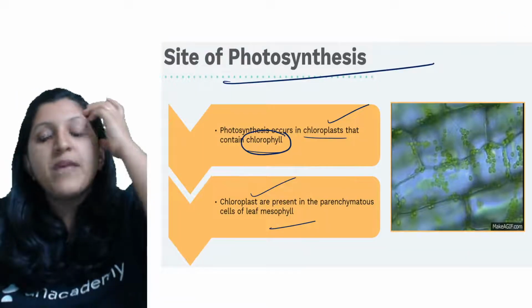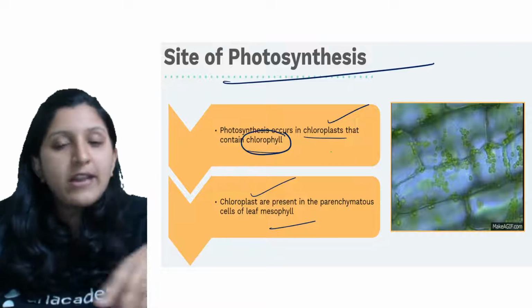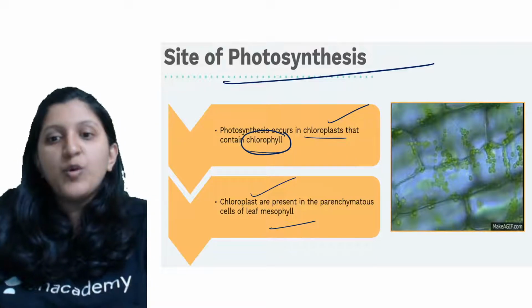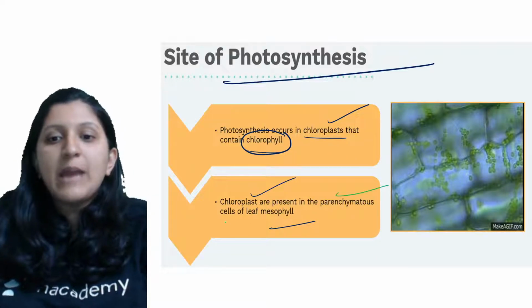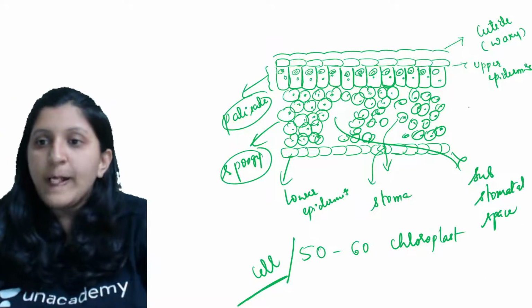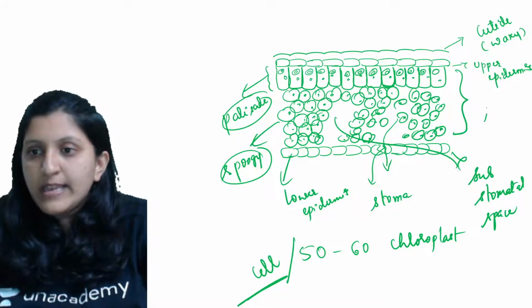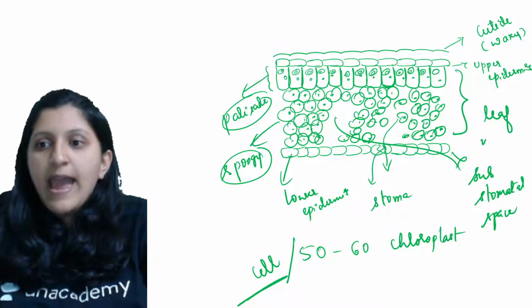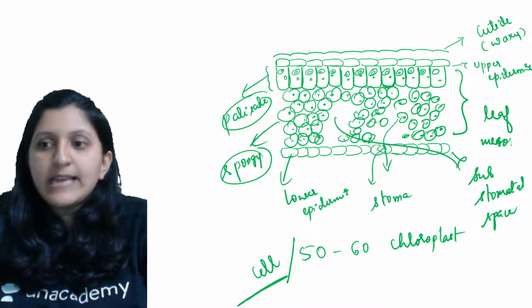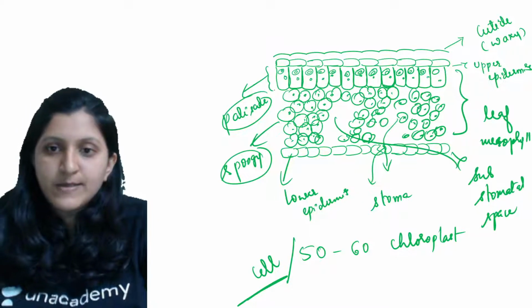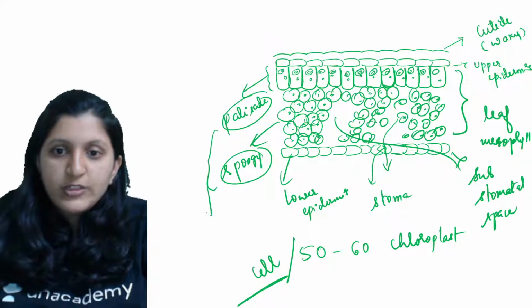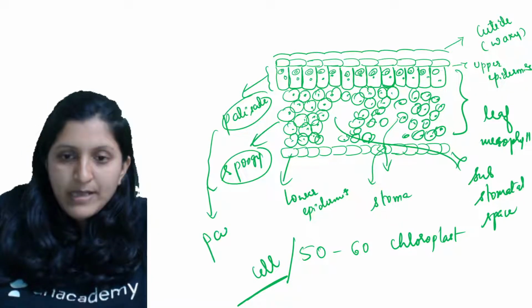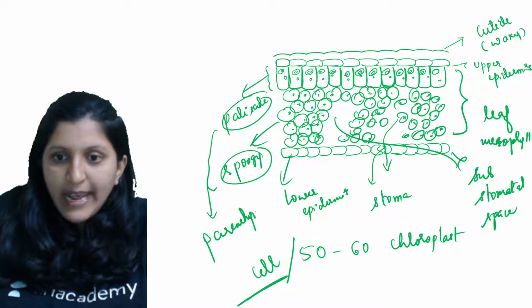So the chloroplast is where the chlorophyll is present, and chloroplasts are present in the parenchymatous cells of the leaf mesophyll. This one is the leaf mesophyll, and these are basically the parenchyma cells. So these two are parenchyma cells. Okay, so is that clear? Any doubt till here?